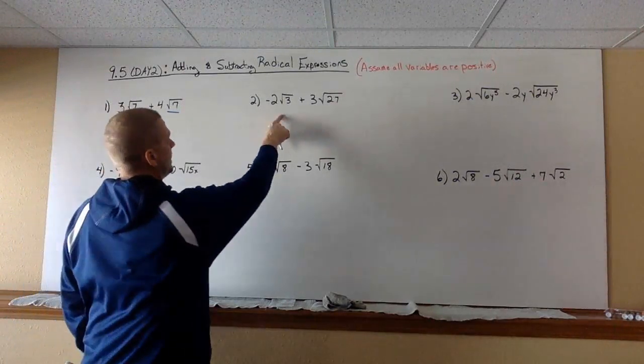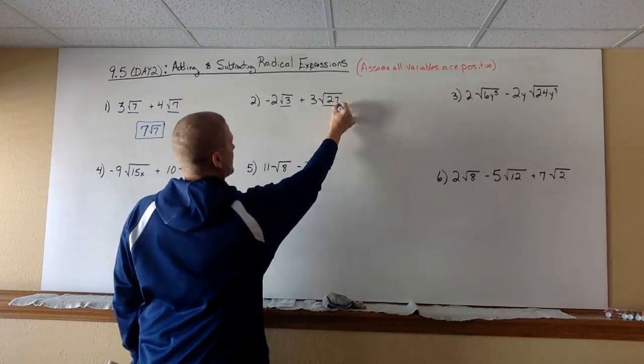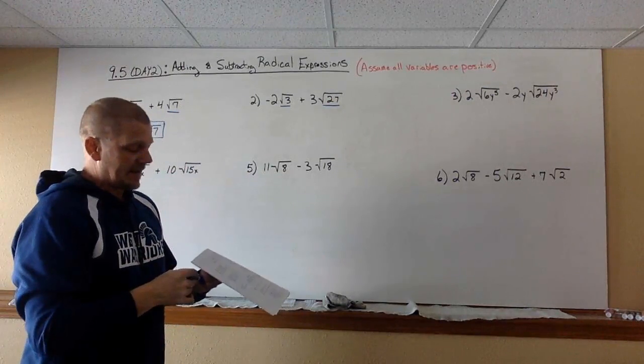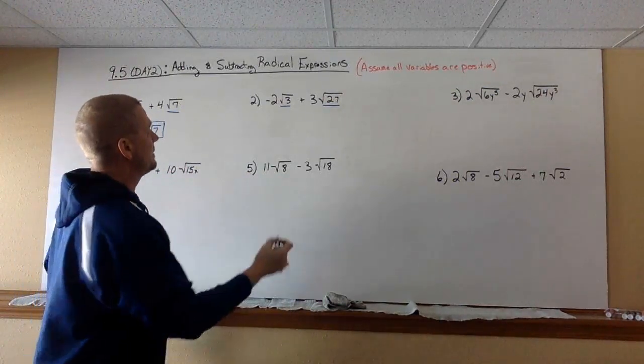If I look at number 2, the square root of 3 and the square root of 27, they are not the same. So what I'm going to do is get them to be the same.